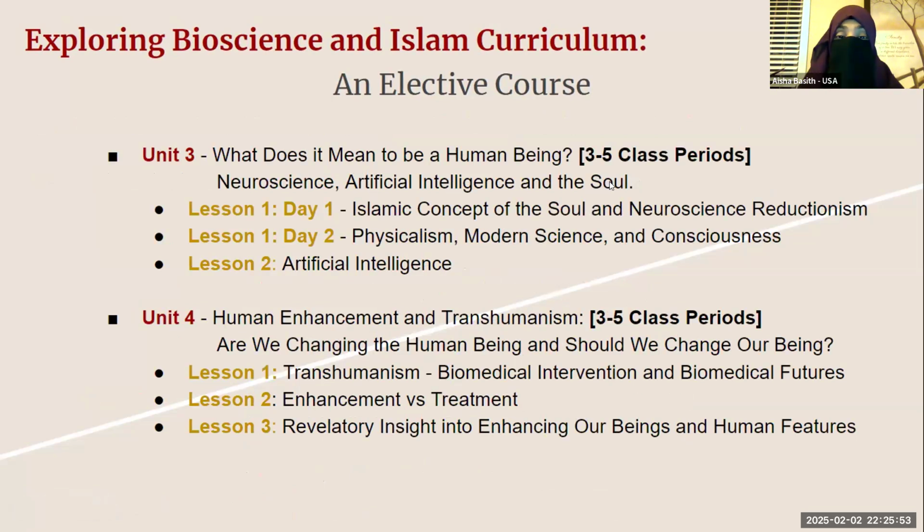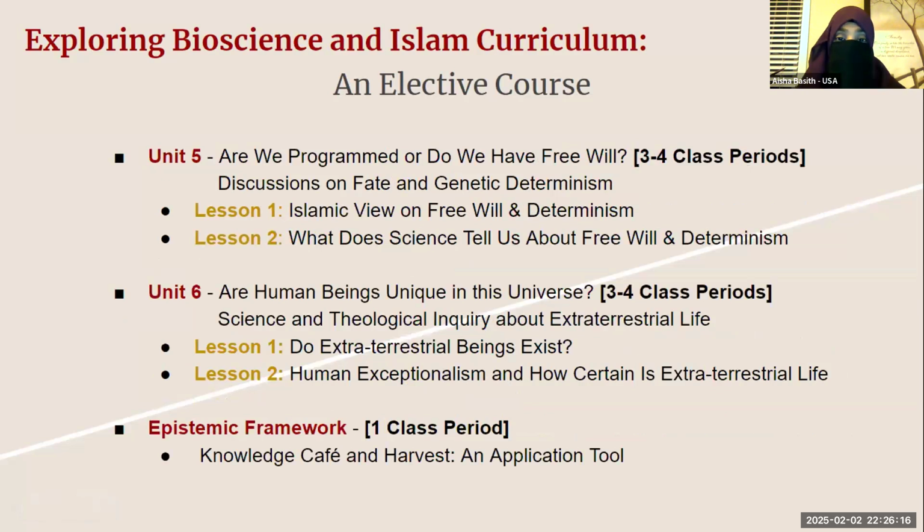And as Dr. Asim mentioned, his section, which is Unit 4, the question about whether we are changing the human being, or should we be changing the being of a human, connects back to Unit 3. Again, this lets you know how many class periods it might take, depending on whether you use all of the supplemental materials or not. Unit 5 would discuss fate and genetic determinism, and Unit 6 covers science and theological inquiry about extraterrestrial life. And then, as Dr. Asim mentioned at the end of his seminar, there is a framework for answering these major questions and being able to apply what was learned.